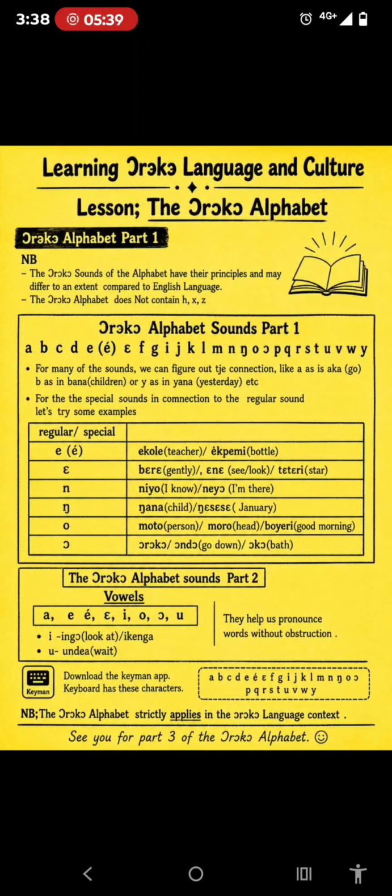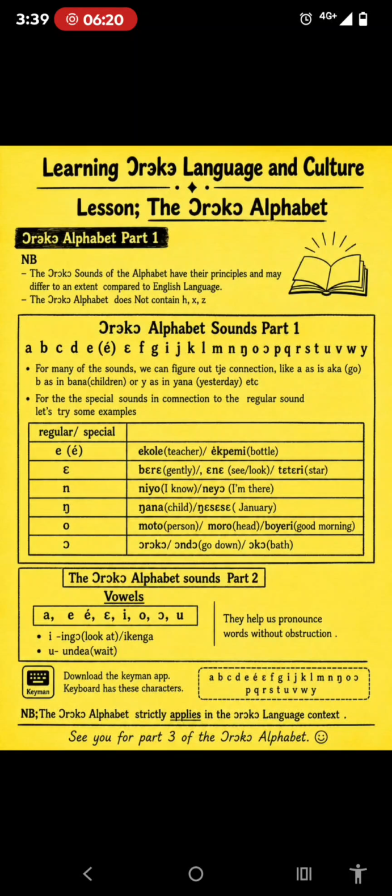Let's go to part 2. The Oroko alphabet sounds part 2. We have the vowels, which will be the part 2. And the vowels, you already saw many of them above when we were reading the general sounds. You have a, e, o, then u. So vowels help us pronounce words without obstruction. Since we already saw examples from the other vowels, I would like to focus on the two we didn't touch, which is e and u.